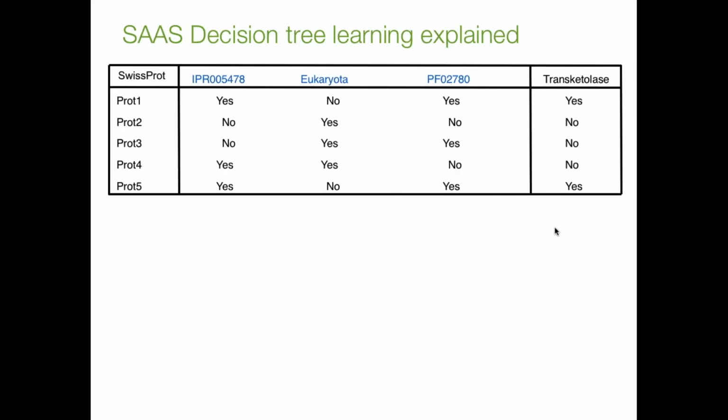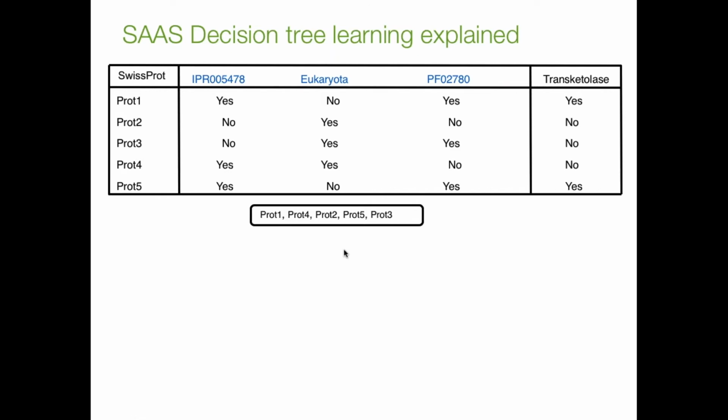To explain how the decision tree learning works, here is a simplified example where we imagine that SwissProt is only made of 5 proteins. We know whether or not each has certain attributes. So here, an InterPro signature, a taxonomy, and a Pfam. And we know also the target annotation, which here is transcatalase, which can be present or absent. So here's how the algorithm works.